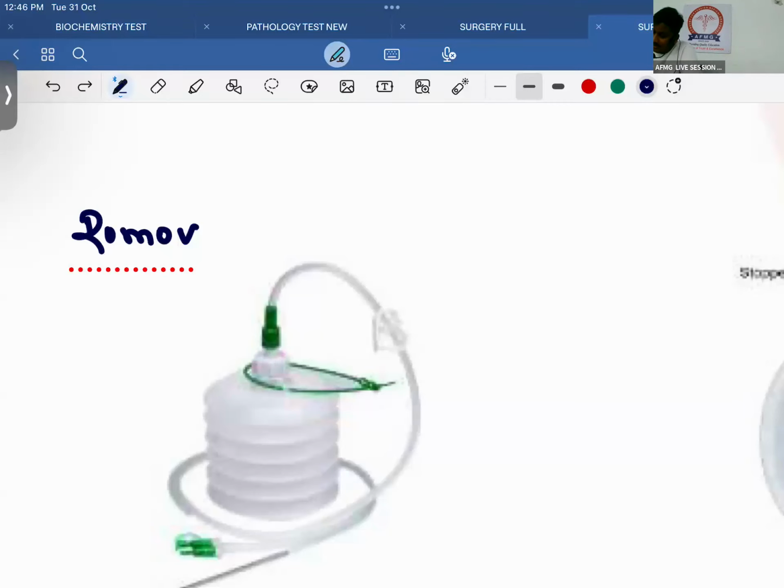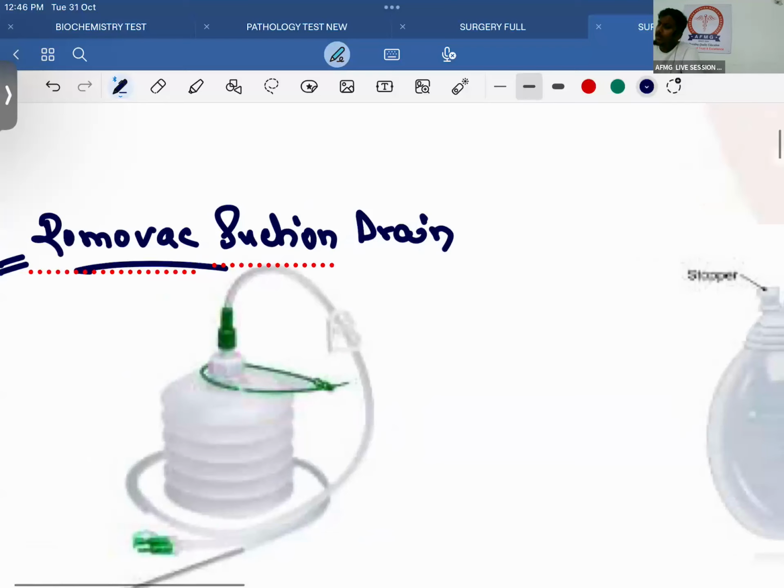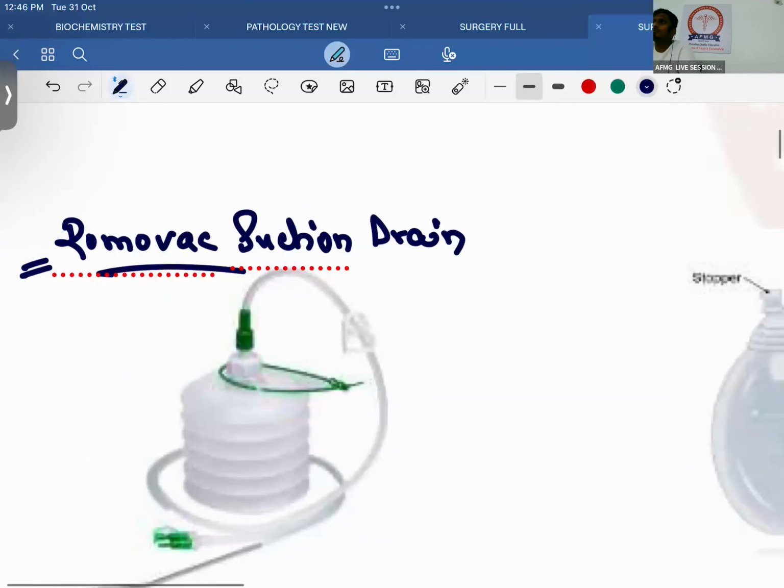What is this drain, beta? Romovac suction drain. Positive or negative pressure is there. If it is a smaller version, it is a minivac suction drain. Okay. Used after which surgeries mainly? MRM or thyroid surgery. Shabash.